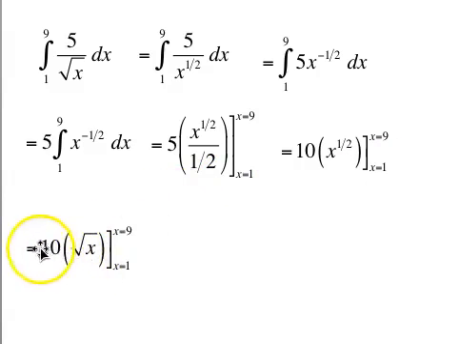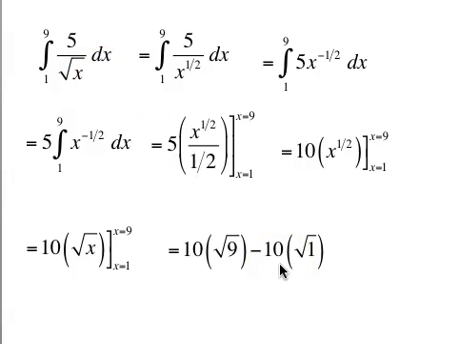So here's our antiderivative, our capital F of x, 10 square root of x. Evaluated at 9 minus evaluated at 1. That will be the answer to this original integral. So you'll notice we have 10 times the square root of 9 minus 10 times the square root of 1, which will give us 10 times 3 minus 10 times 1, 30 minus 10, or 20.